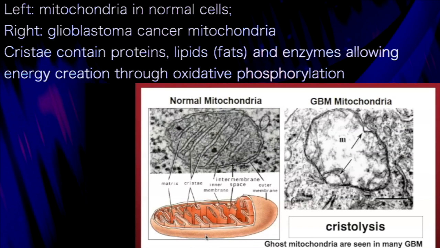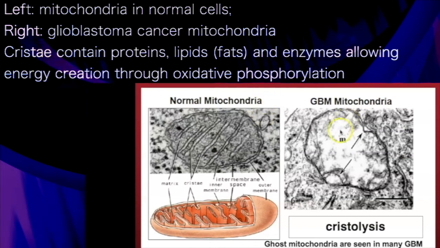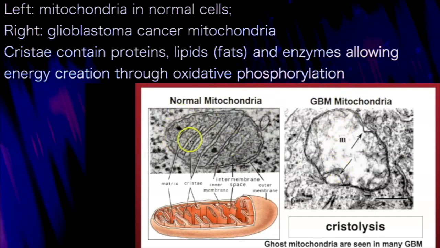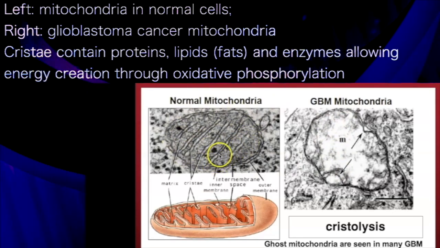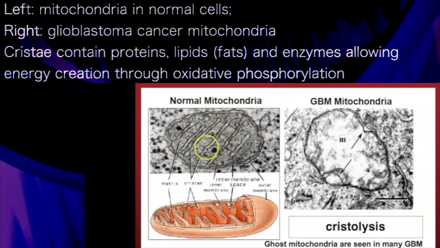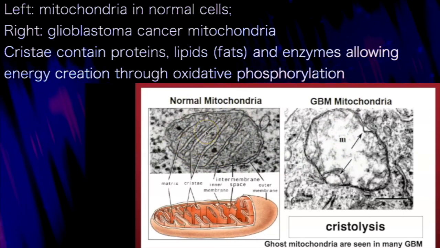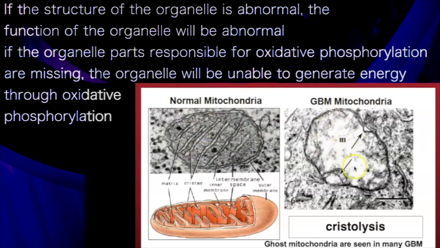And this is an example of what these mitochondria look like in cancer cells. And this is a glioblastoma, a very aggressive brain cancer. But here's the normal mitochondria, and these stripes are the cristae, and they contain the proteins, lipids, and enzymes that allow cells to generate energy through oxidative phosphorylation. So the cancer mitochondria in this glioblastoma has cristolysis.